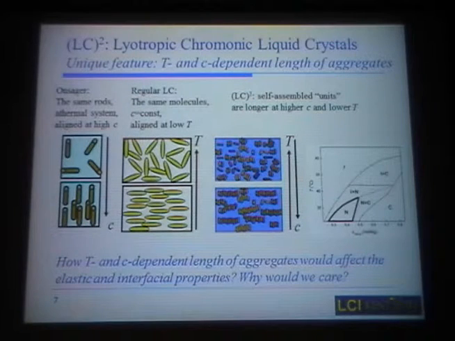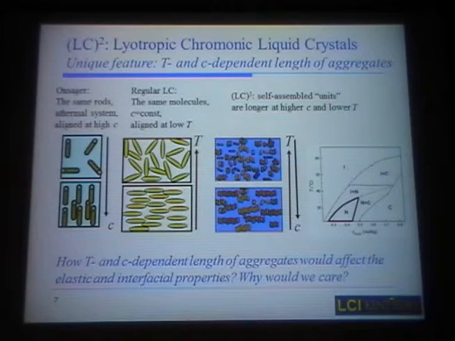The concentration is already kind of 100%, so you cannot change that much. The only thing that you can change is temperature, and as we know well, if you change the temperature, then the material melts into the isotropic phase. So the chromonics are double liquid crystals, if you wish.